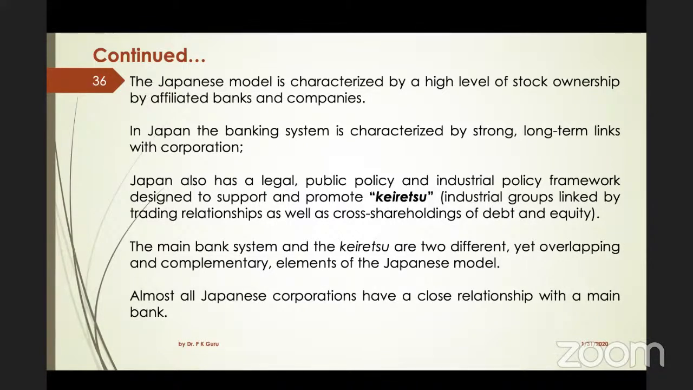The main bank system and the keiretsu are two different yet overlapping and complementary elements of the Japanese model. Almost all Japanese corporations have a close relationship with a main bank.